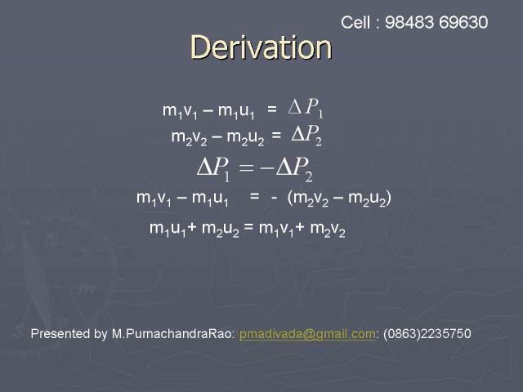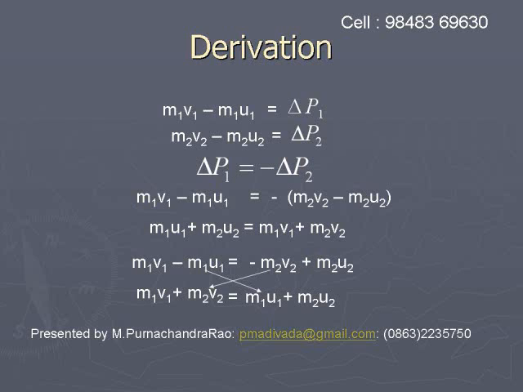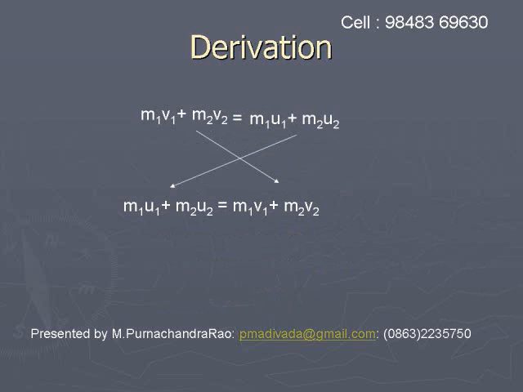By rearranging, we will get m1u1 plus m2u2 is equal to m1v1 plus m2v2. The left side is m1v1 minus m1u1 and the right side becomes minus m2v2 plus m2u2. Take m1u1 to the right side and m2v2 to the left side. Then you will get m1v1 plus m2v2 is equal to m1u1 plus m2u2. Now interchange the left side and right side. Then you will get m1u1 plus m2u2 is equal to m1v1 plus m2v2.